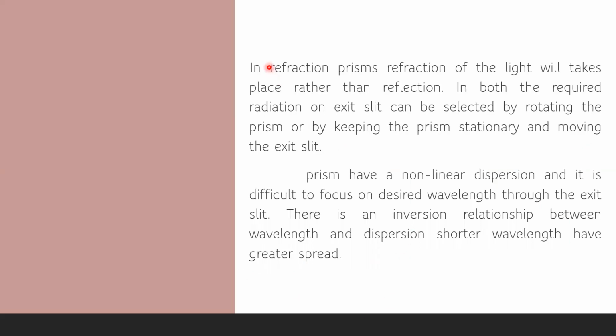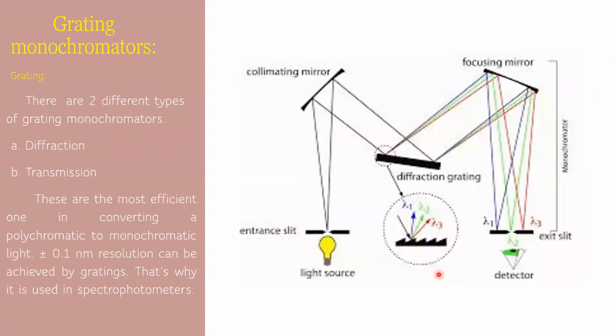And in refraction prisms, refraction of the light will take place rather than reflection. In both, the required radiation on the exit slit can be selected by rotating the prism, or by keeping the prism stationary and moving the exit slit. Prisms have a non-linear dispersion, and it is difficult to focus the desired wavelength through the exit slit. There is an inverse relationship between wavelength and dispersion. Shorter wavelengths have greater speed.